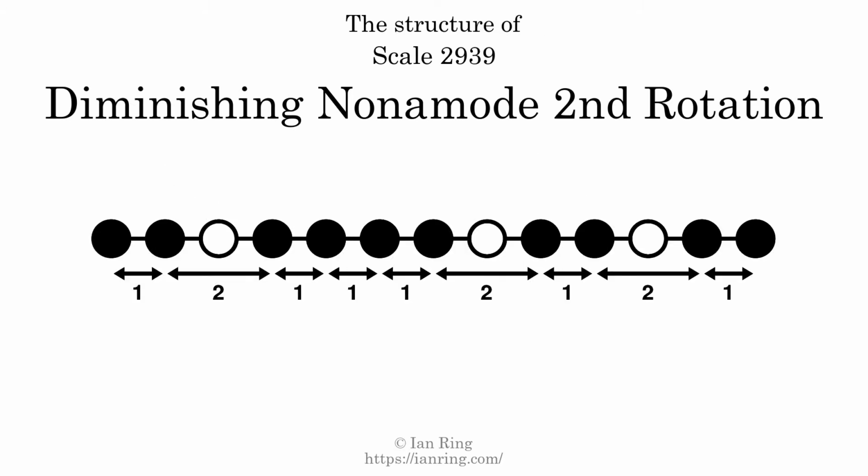The structure of a scale is a description of the interval distance between each successive tone. This scale has a structure of 1 2 1 1 1 2 1 2 1.